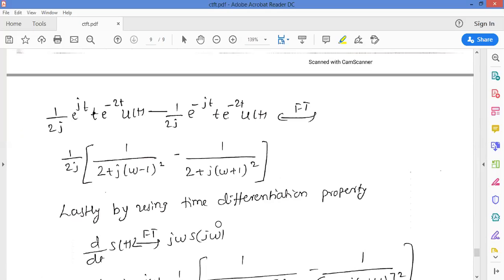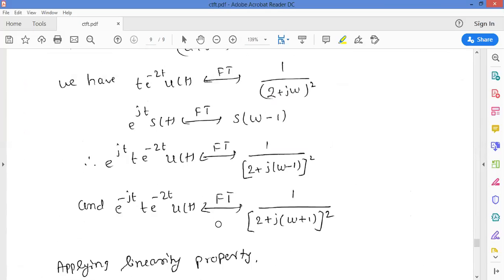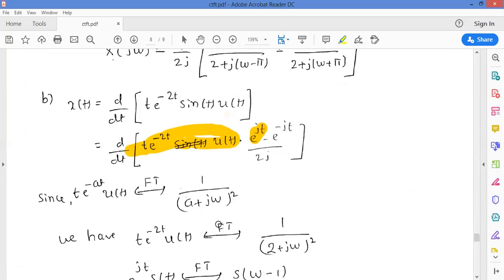So finally, look into the previous problem: whatever I had is t e power minus 2t sine of t u of t. I already found it, but there is one more derivative which you should not forget, because we have found out only the first term.